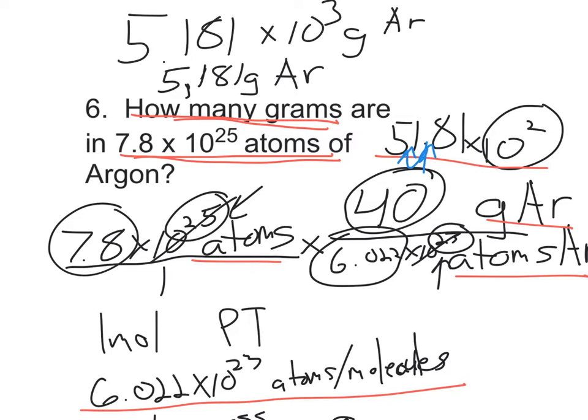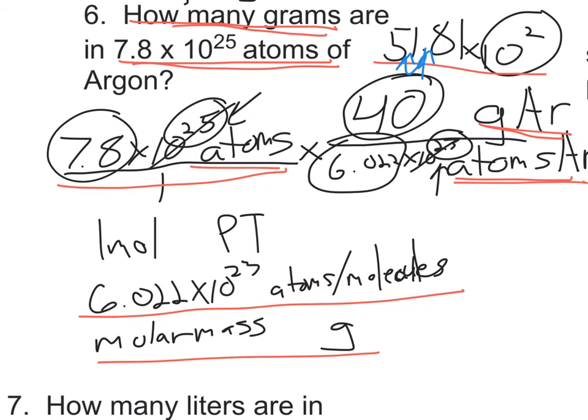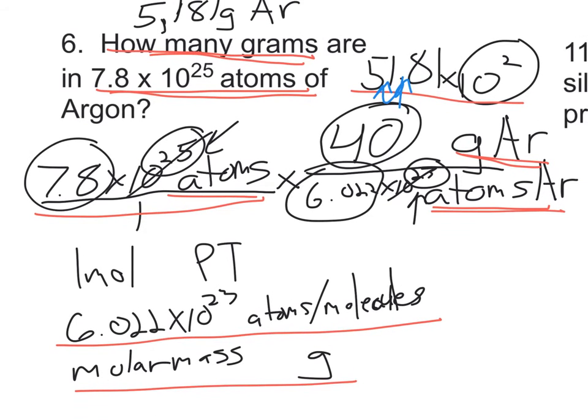Okay? So our steps here. We found out what they gave us and what they wanted. What we gave went out front. That number went out front. We took that starting unit, put it on bottom. We took the unit they wanted, put it on top of the fraction. And our numbers came from the periodic table for this one. 1 mole, or 6 times 10 to the 23rd atoms, or the molar mass. In this case, it was molar mass in atoms.